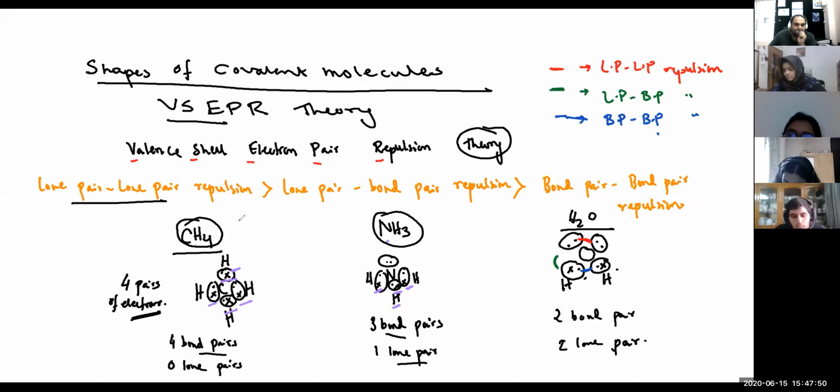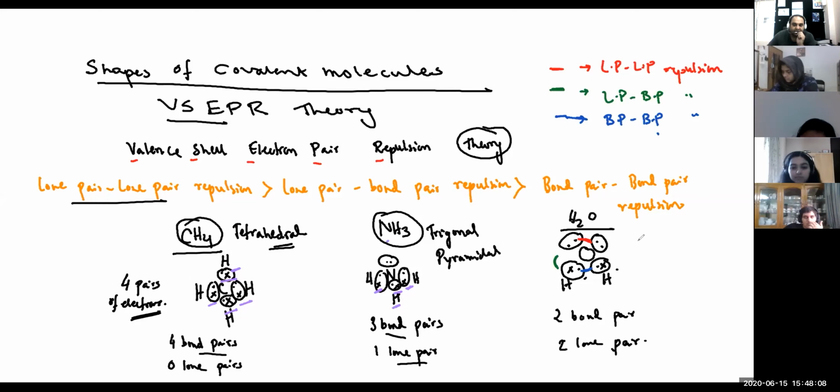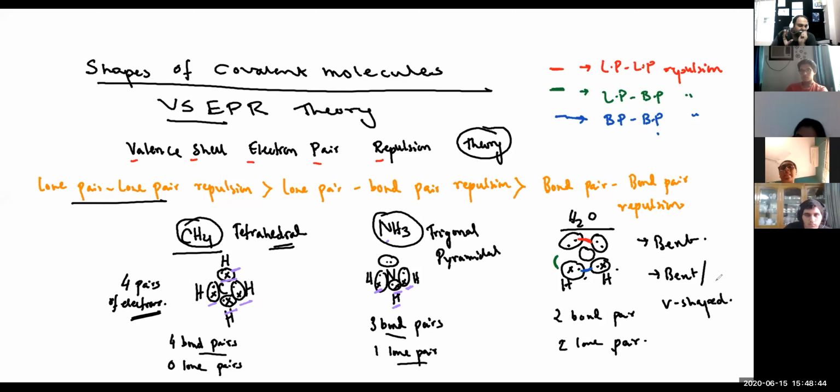So see, for this reason the shape of this is tetrahedral, the shape of this is trigonal pyramid, and the shape of this one, although they all have four pairs of electrons, is bent or V-shaped. So from here we can understand that the bond angle depends on the number of bond pairs and lone pairs.